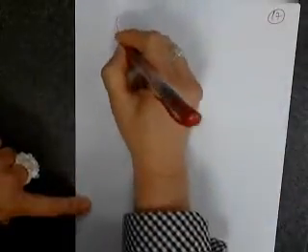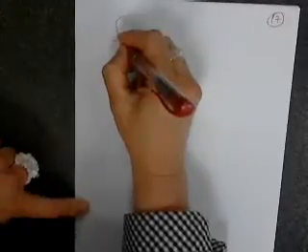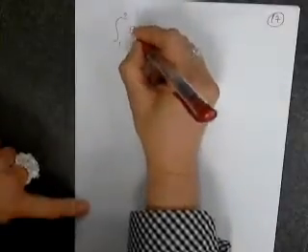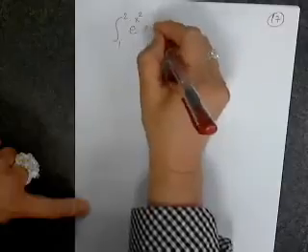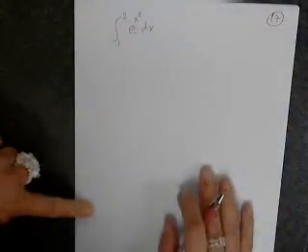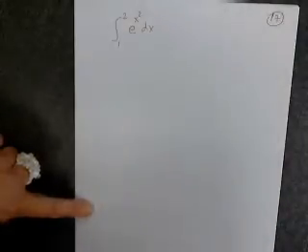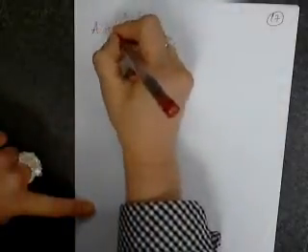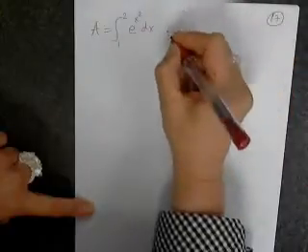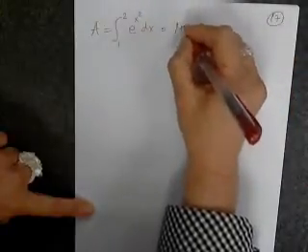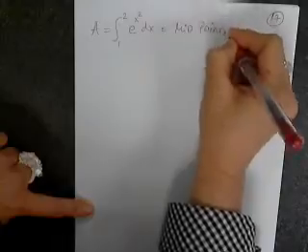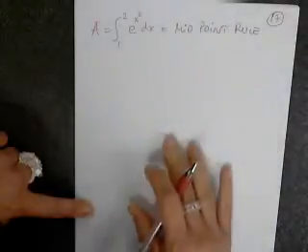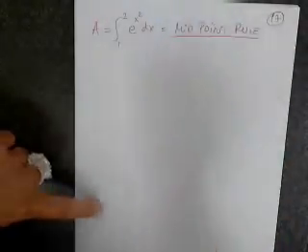I want to look at a function whose antiderivative we cannot find, like the integral, let's say, from 1 to 2 of e to the x squared dx. We cannot find this antiderivative. It's not going to work. So we want to find this area, and we will be using the midpoint rule. So let's talk about the midpoint rule.